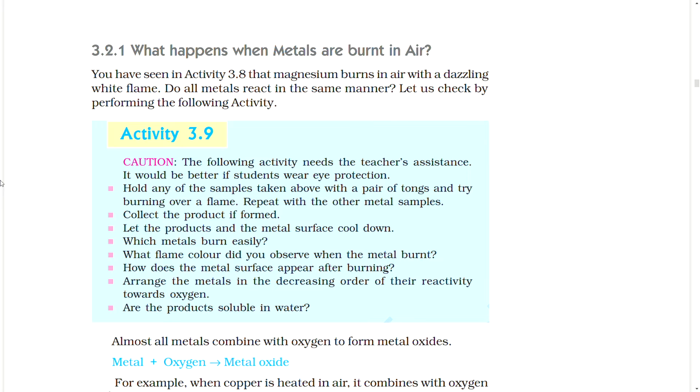Activity caution. The following activity needs the teacher's assistance. It would be better if students wear eye protection. Hold any of the samples taken above with a pair of tongs and try burning over a flame. Repeat with the other metal samples. Collect the product if formed. Let the products and the metal surface cool down. Which metals burn easily? What flame color did you observe when the metal burnt? How does the metal surface appear after burning? Arrange the metals in the decreasing order of their reactivity towards oxygen. Are the products soluble in water? Comment this.